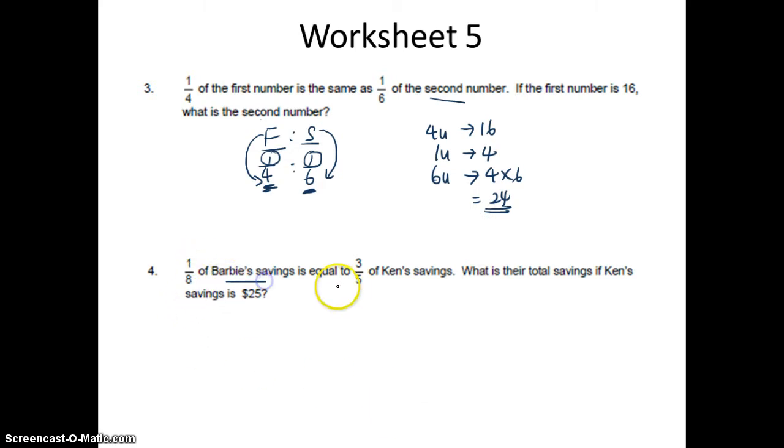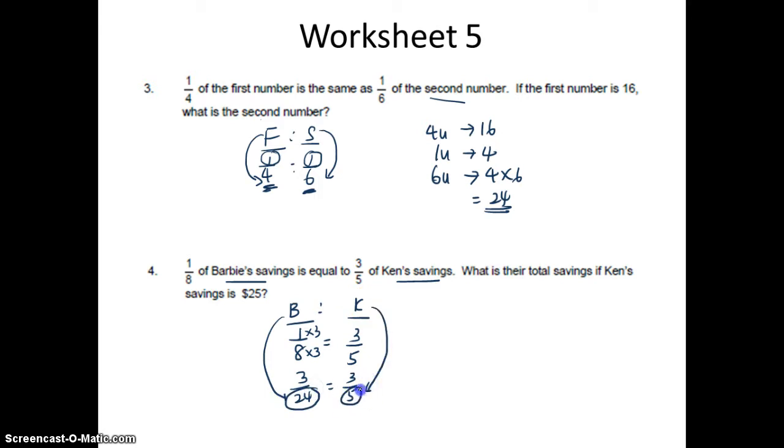1/8 of Barbie's saving is equal to 3/5 of Ken's saving. So Barbie is to Ken. I make the numerator the same. So Barbie, I must times 3 to make 3/24 is to 3/5. So I know Barbie saves 24 units, Ken saves 5 units.